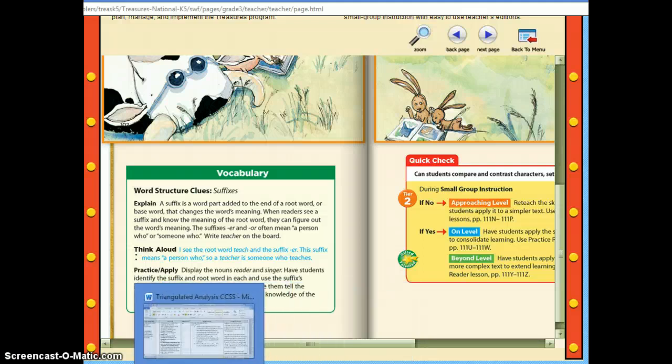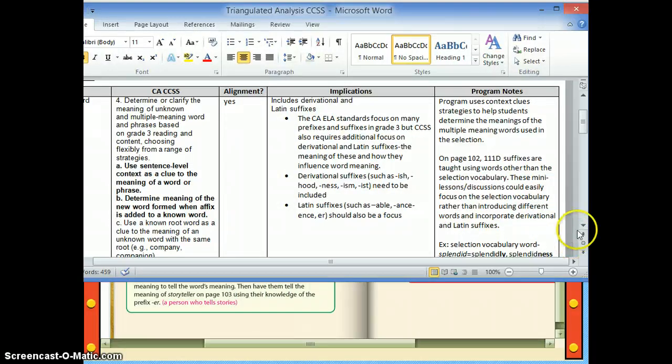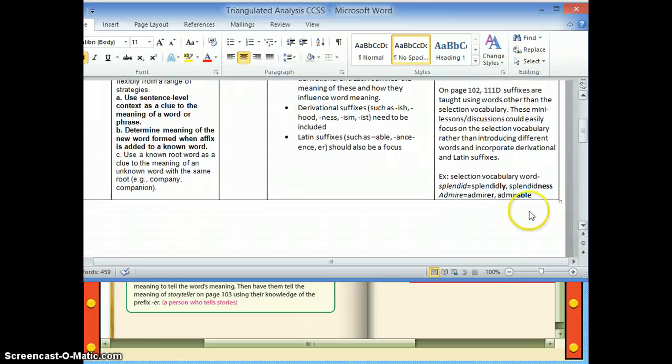So that was kind of a note to myself. It was very easy to use the selection vocabulary. So like the word splendid was one of my vocabulary words, so I could then take that lesson and I could teach ly, ness, er, and able. That is going to get me two things. First, it's going to help me meet the Common Core state standards. So it's something I need to add to the program because they didn't cover that. And then I also, just as evidence of good teaching, went ahead and used the selection vocabulary rather than giving the students other words to teach this point.